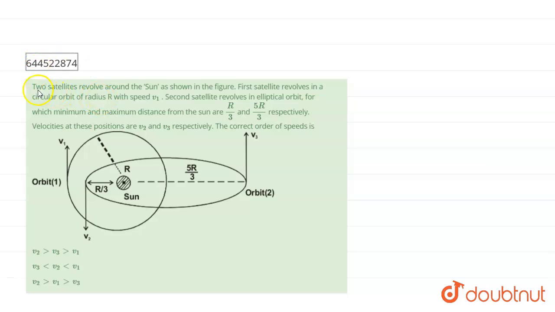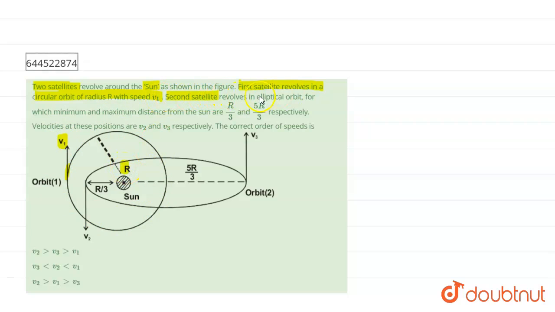Hello students. Our question is given as: two satellites revolve around the sun as shown in the figure. First satellite revolves in a circular orbit of radius r with a speed v. So this is the orbit of the first satellite, which is circular in shape, and its speed is v1 and its radius is r.